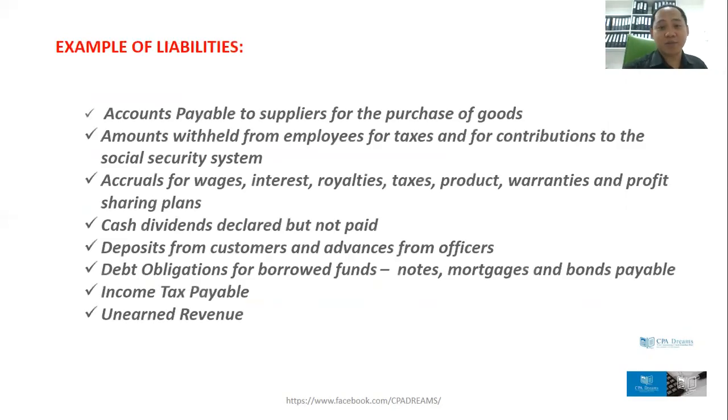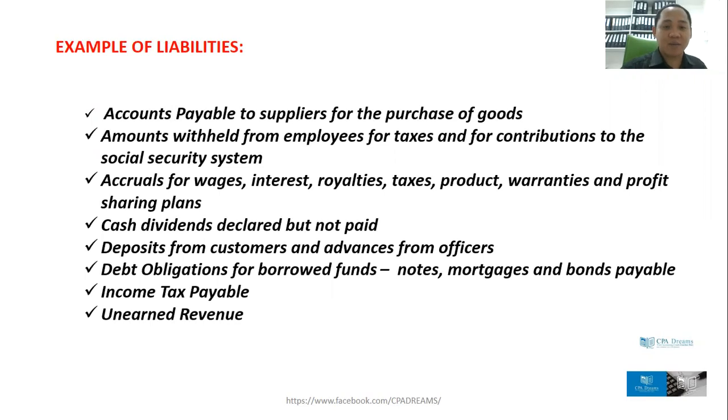So what are the examples? Like what I have said, we have accounts payable to suppliers for the purchase of goods. We have amounts withheld from employees for taxes and contributions to SSS. So it's like you have income taxes to be paid. So, income tax payable, as well as accruals for wages, interest, royalties, product warranties, profit sharing plans. So those are some examples of liabilities.